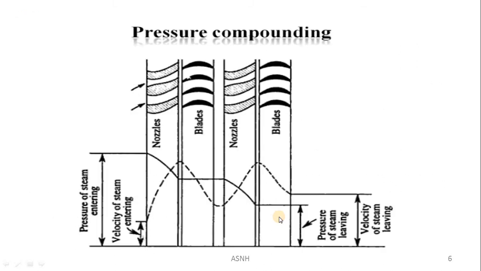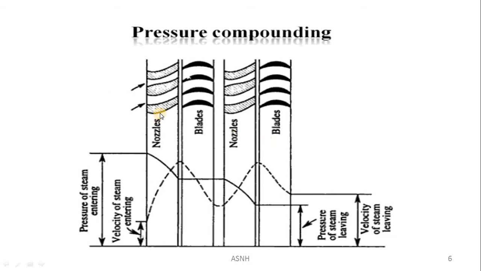Now the second most important method of reducing the rotor speed is pressure compounding, where the rotor speed is reduced by reducing the pressure parameter rather than the velocity parameter. So here the arrangement is first set of nozzle, then first set of blade, again second set of nozzle, second set of blades.